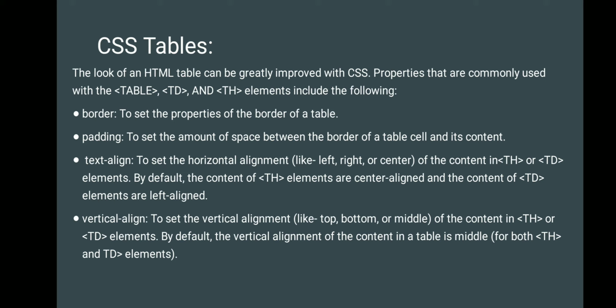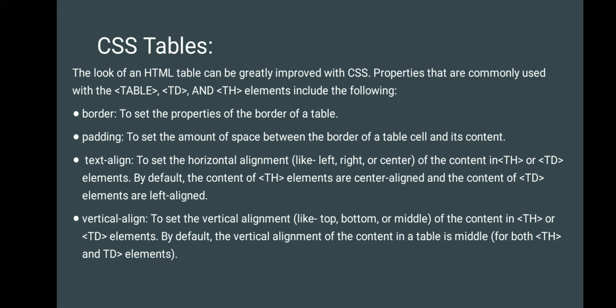Border property, as you know, is used to set the border of the table. If the border value is 0, then the border is not visible. Padding property we have already discussed in the division tag. The same applies here also. Padding is the space between the border and contents of the cell.